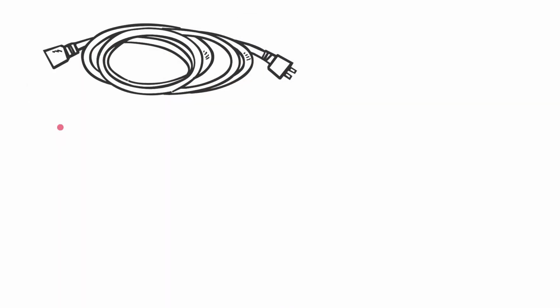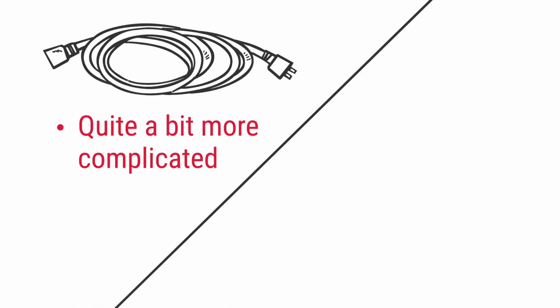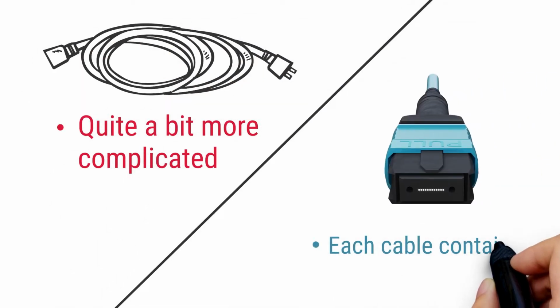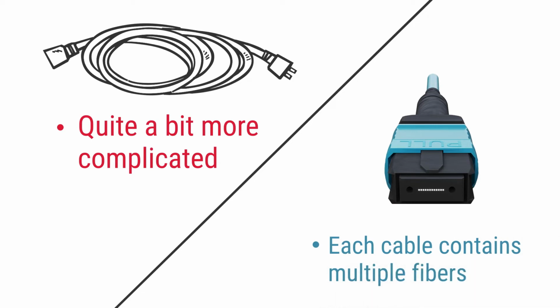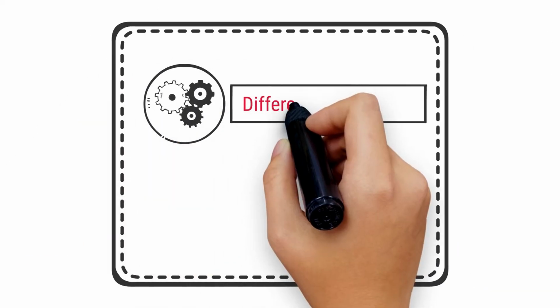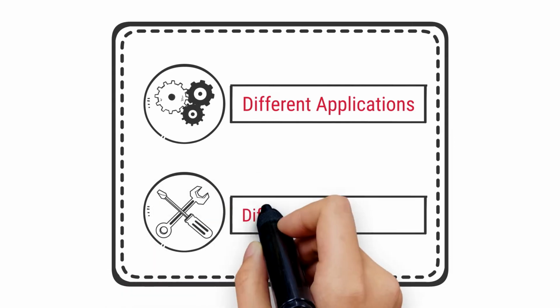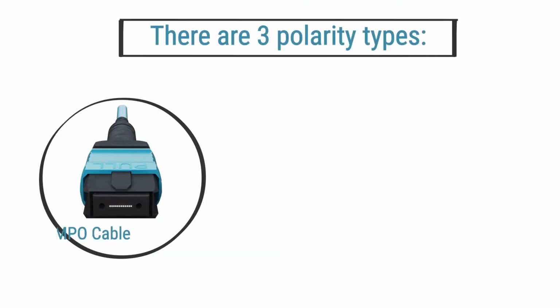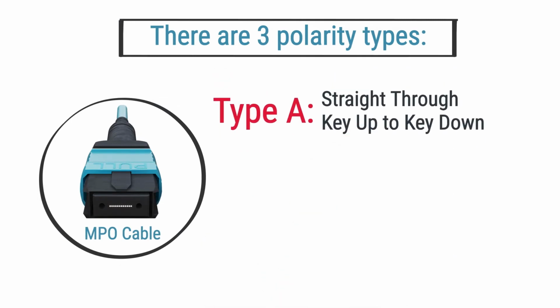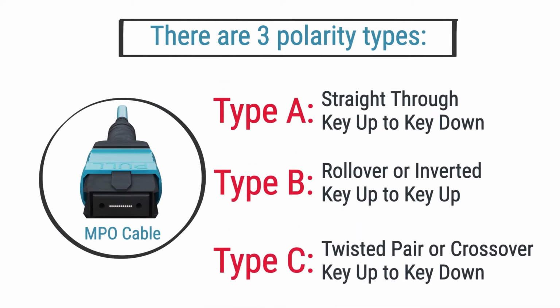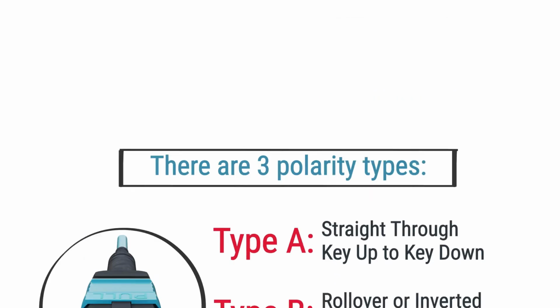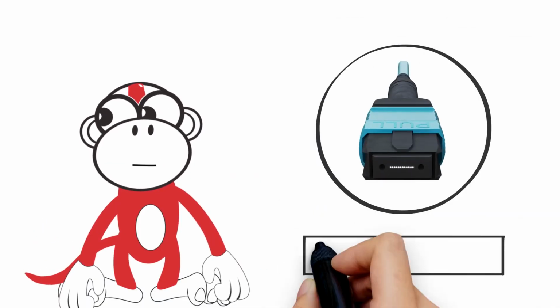The concept gets quite a bit more complicated with MPO cables due to the fact that each cable contains multiple fibers. In addition, different applications and use cases require different configurations. This is why there are three types of polarity when it comes to MPO cables: Type A, Type B, and Type C. Before we dive into explaining these, let's take a second to familiarize ourselves with the basics of the MPO connector.